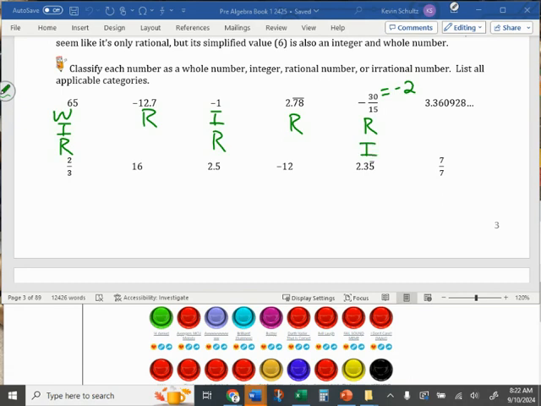It's not whole, it's not positive. But with fractions, you always have to be thinking, can I divide that? Can I simplify that and break it down? Does it work out evenly? If it does, as in this case, then you have more categories.